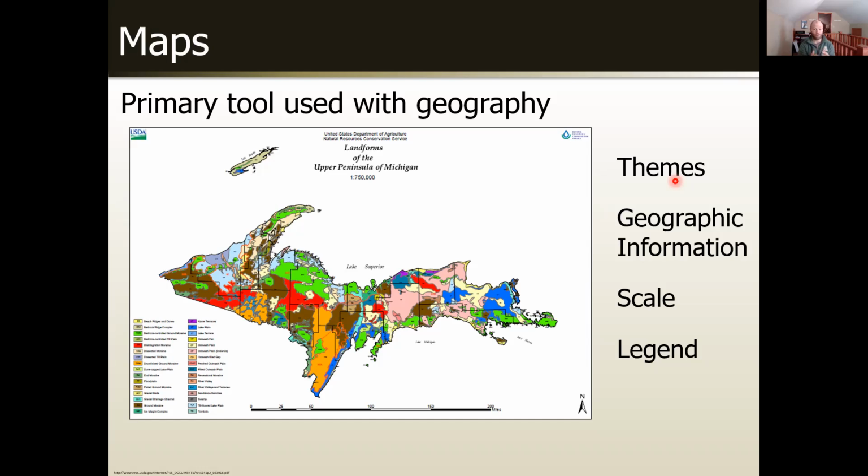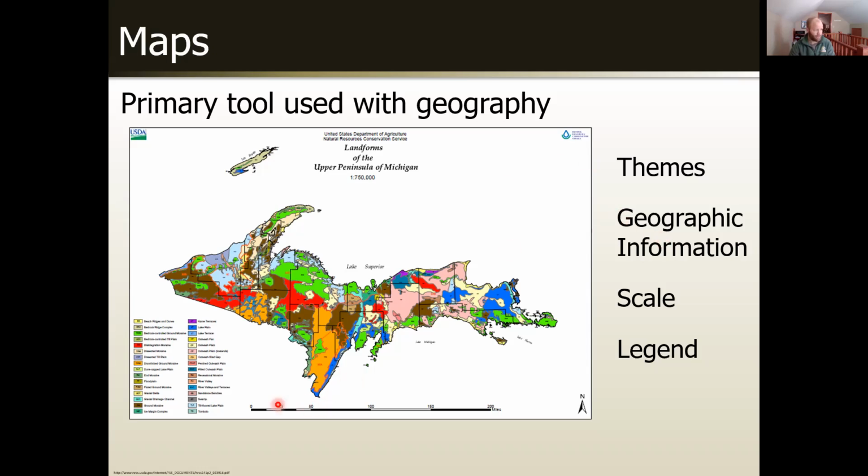So maps aren't just for physical and natural science. Okay, so there's a theme. This theme is the landforms of the Upper Peninsula of Michigan. Actually, this map was produced by Dwight Jerome, who is the soils lab instructor, at least he was this last semester, one of the more knowledgeable soil scientists in the region. And so this is the landforms of the Upper Peninsula of Michigan theme.